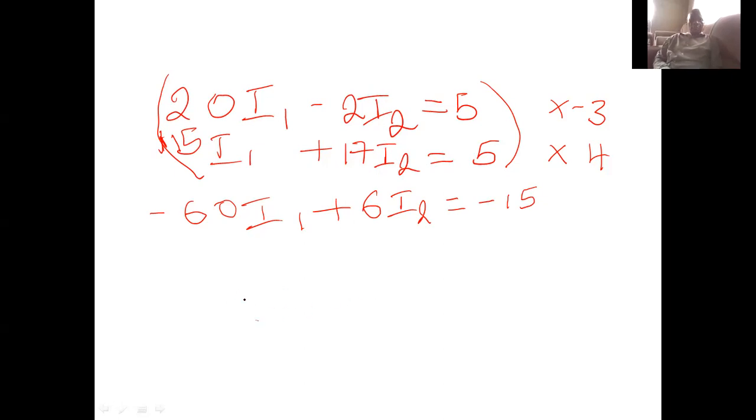And when we multiply 4 times 15, it gives us positive 60 i1, plus 4 times 17, that is 68, positive 68 multiplied by i2, which is equal to 4 times 5, which is positive 20. So we can add. If you add this, this one becomes 0.